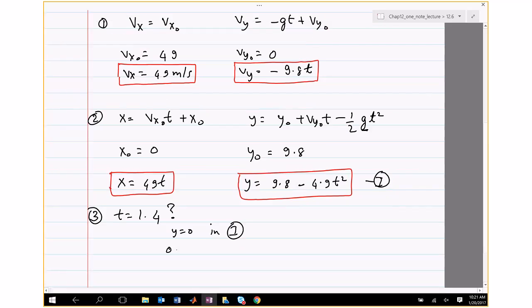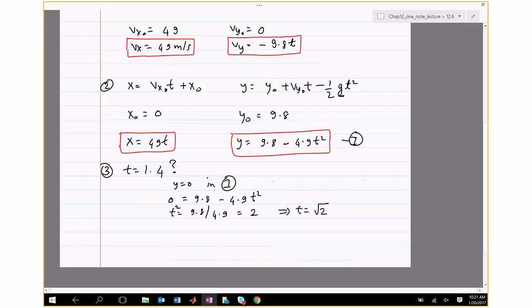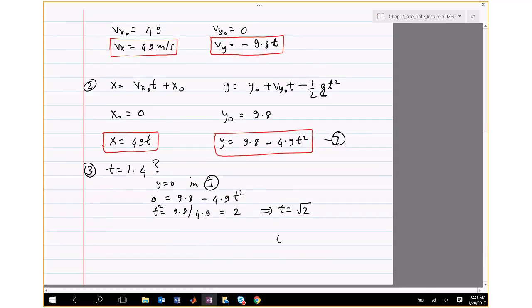So 0 is 9.8 minus 4.9t squared. So t squared is 9.8 divided by 4.9, so that is 2. And so t is square root of 2. What's the square root of 2? 1.4. So 1.4 seconds.